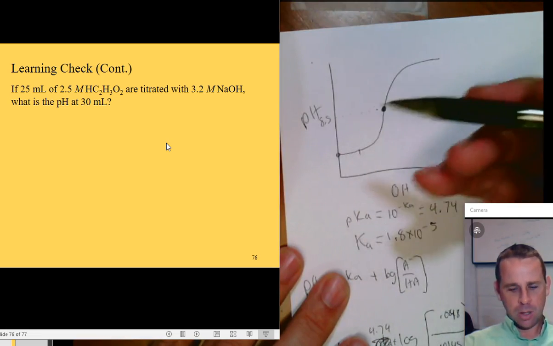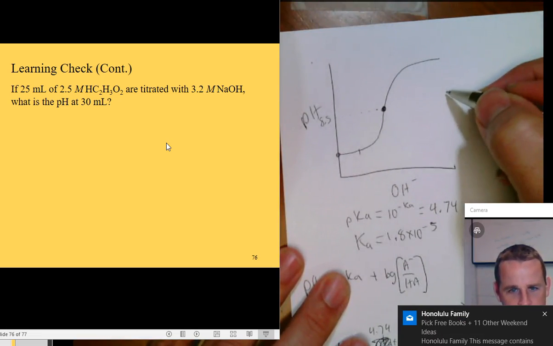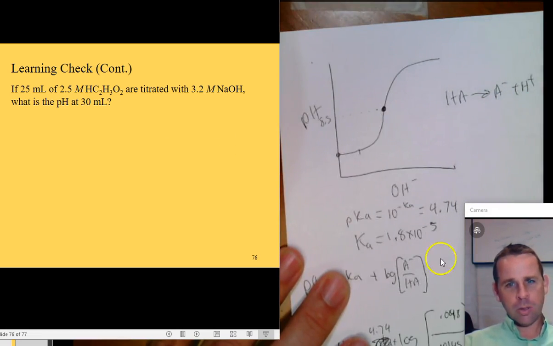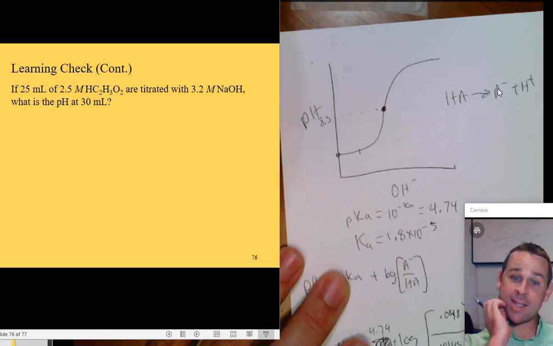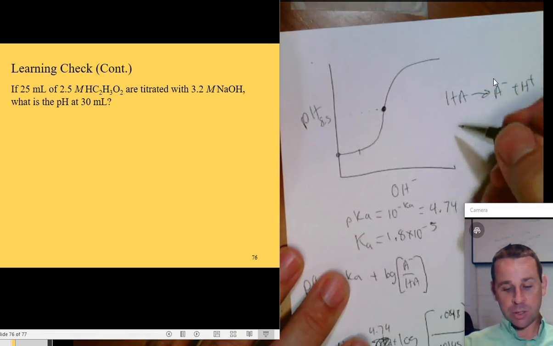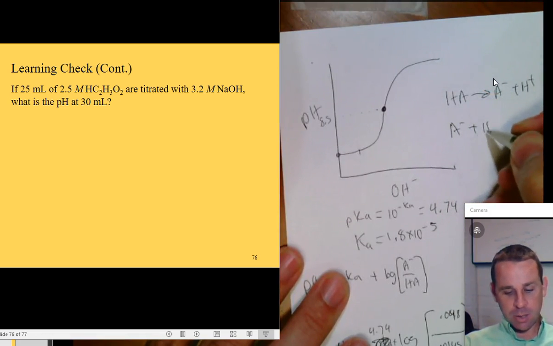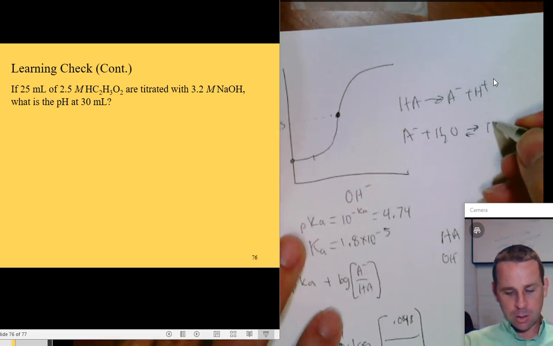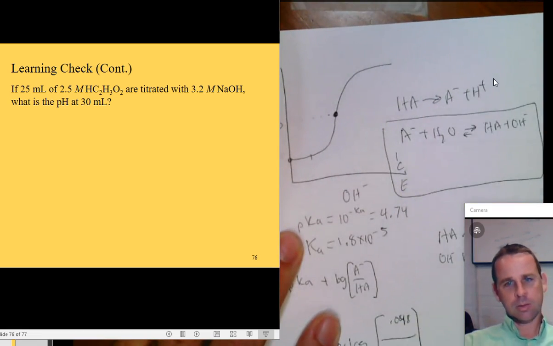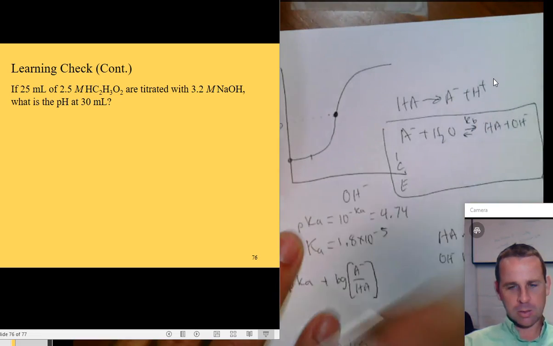There's no more acid. All you have is, so if this was an acid dissociating, all you have is this conjugate base right here, right? That's all you have. And whatever the concentration of that conjugate base is, its interaction with water and that equilibrium to form the weak acid and some resulting hydroxide ions, the ice table for that, again, this is the Kb, right?